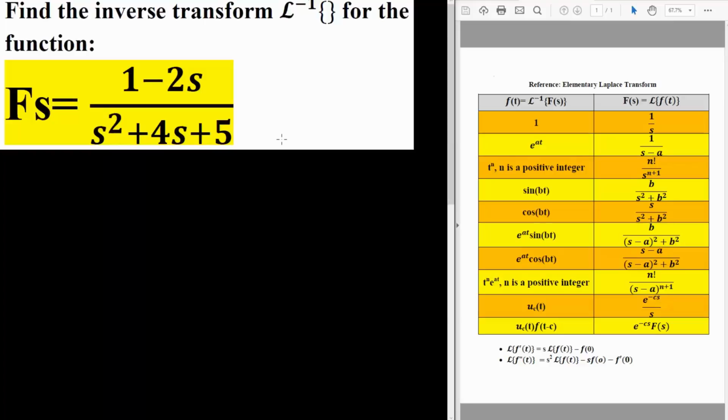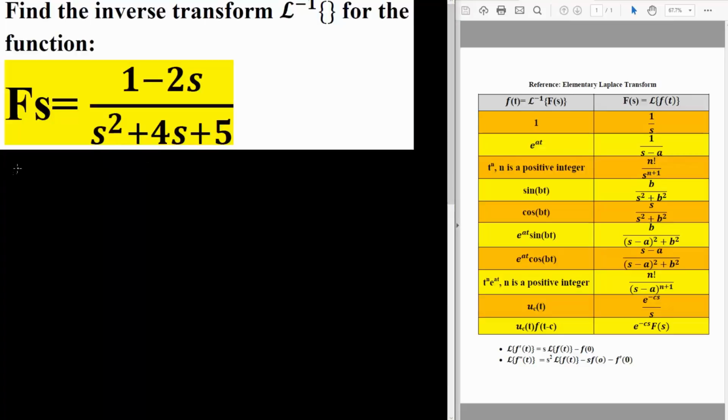Okay, in this video, we want to find the inverse transform for the function F(s) equals 1 minus 2s divided by s squared plus 4s plus 5. And to the right is the reference table that we went over several videos back. And so let's get started.